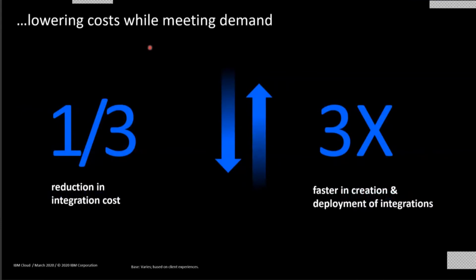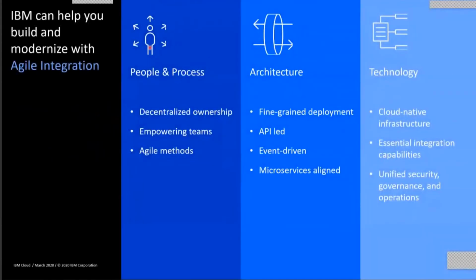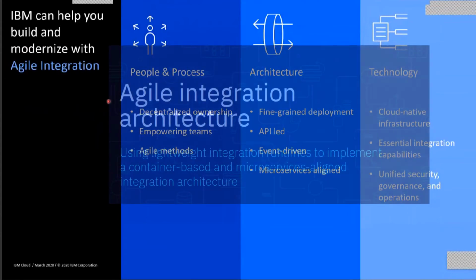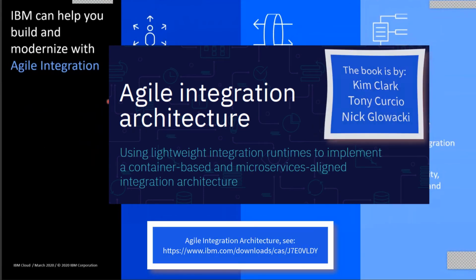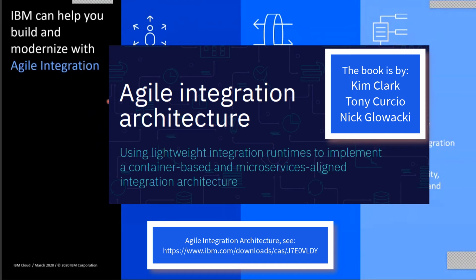We believe we can do a third reduction in the integration cost and 3 times faster, and it might be a discussion point for the future as well. So one of the massive things out there is agile integration. Go and do a search on agile integration architecture, a booklet by Kim Clark, that is Kim K-I-M, and Clark C-L-A-R-K. There's fantastic information in there. It's about 73 pages to read.